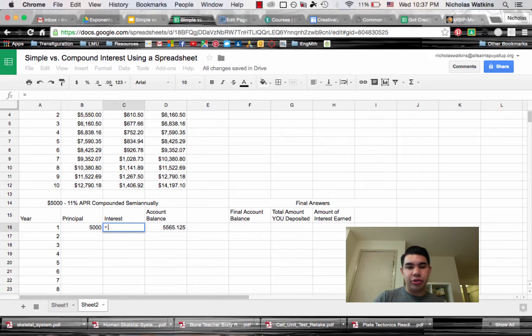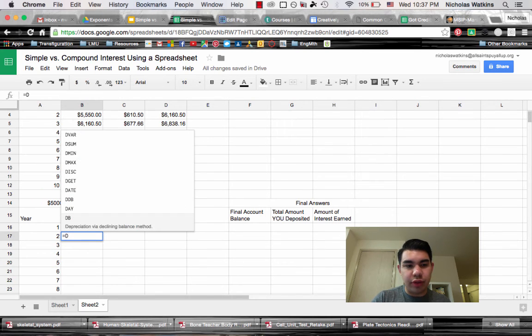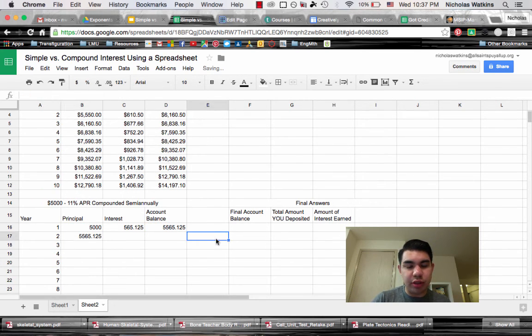So here, our interest is going to be our account balance that we just found out. So that's the information D16. And we're going to subtract that by the information we found in B16. All right. That gives us our interest. So again, at the beginning of year 2, we already had it compounded semi-annually. So this number is going to be our account balance at the end of year 1. So we're getting this information from cell D16.